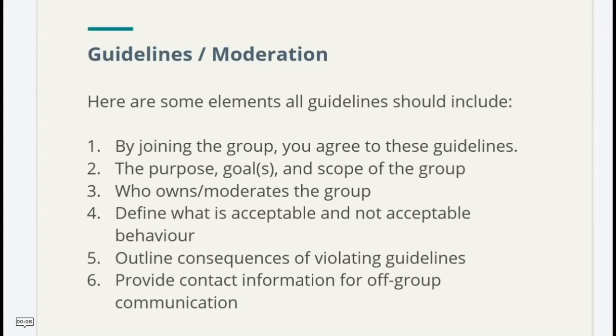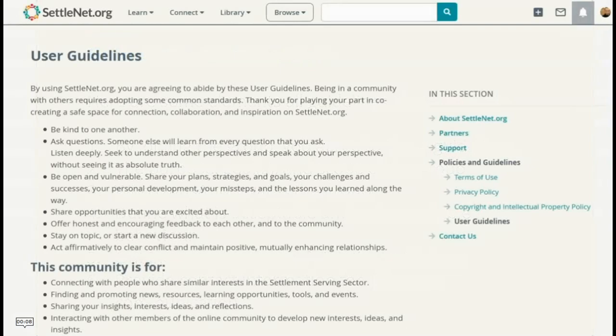Most of your community members will not read the guidelines or just skim through them. This is okay. You want to have them in place in case things escalate and you need to step in. In these instances, it's important you have a set of rules you can refer to. You can borrow text from the settlenet.org user guidelines. You should review these to see what might be useful for your group.